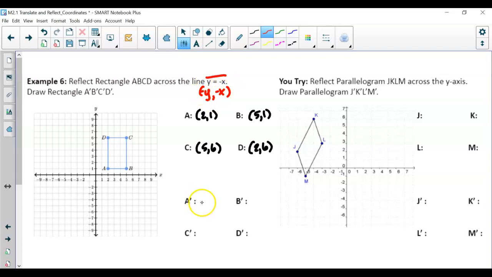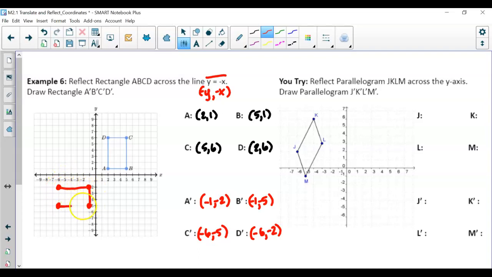So that means A prime is now going to be not just (1, 2), right? We don't just switch them, but also negate both of them. So (-1, -2). So B, we're not just switching them, but also negating both. Same thing, don't just switch the coordinates for C, negate both the x and y. That means D prime is at (-6, -2). So when we plot, just to check, (-1, -2), (-1, -5), (-6, -5), (-6, -2).